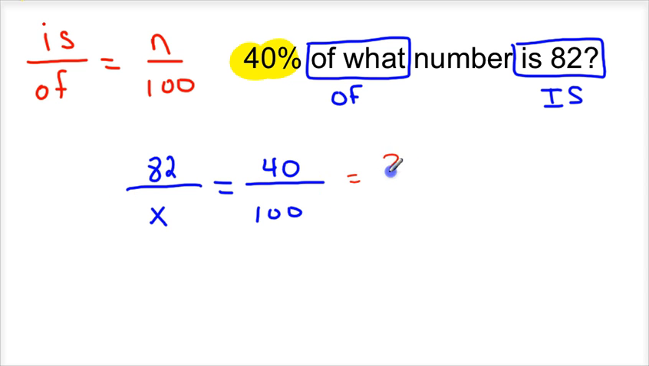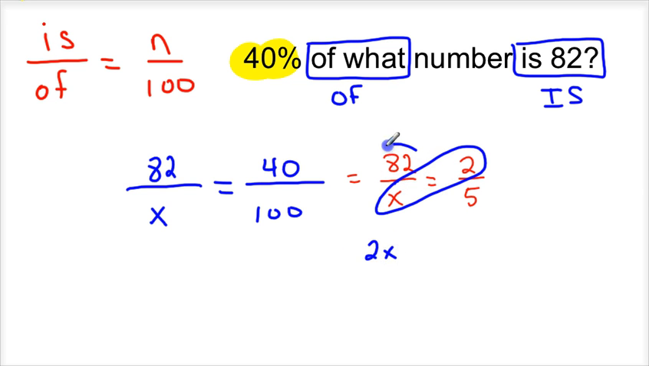So in this case, I have 82 over x equals 40 over 100. I can simplify both of these, and I can divide these both by 20. This becomes 2 over 5. Cross multiply. x times 2 is 2x. 82 times 5. 80 times 5 is 400. 5 times 2 is 10, so equals 410.